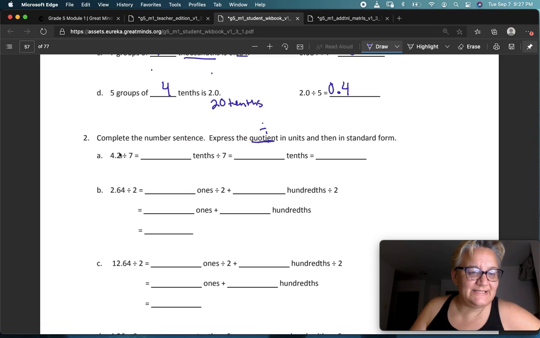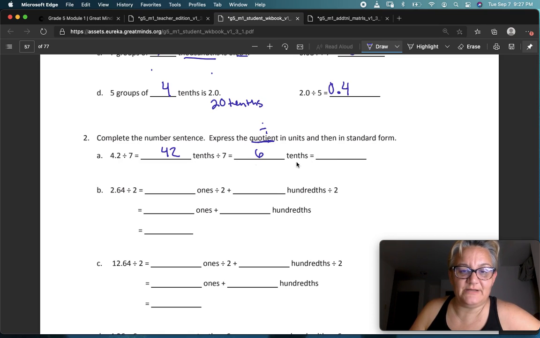4 ones and 2 tenths is the same as 42 tenths, divided by 7. What times 7 equals 42? Okay, 7 times 5 is 35. 7 times 6 is 42. So 6 tenths. Then I'm going to put it back in standard form.